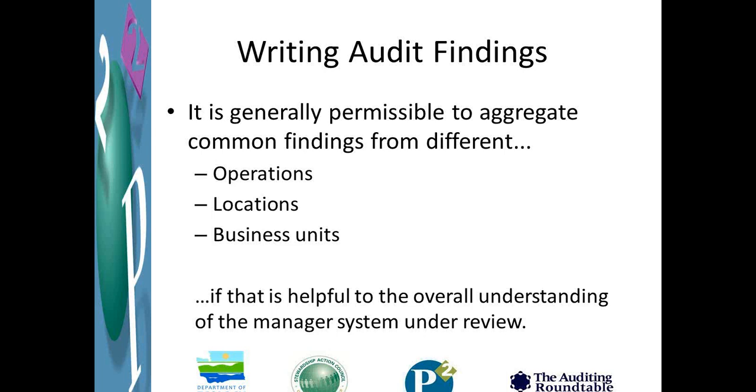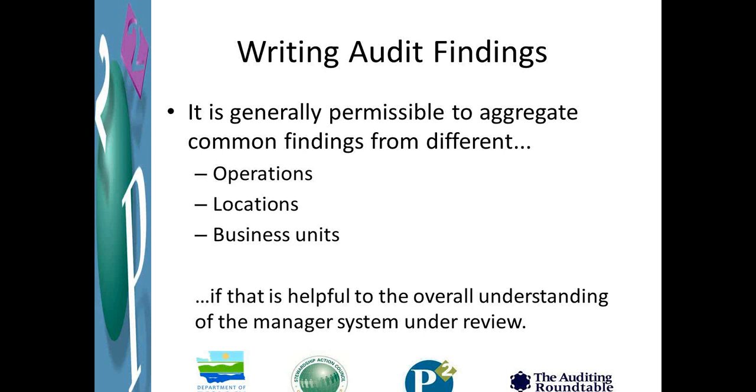It's certainly permissible to do things such as aggregate findings, common findings from different parts of the organization, from different locations, even from different business units. There might be a systematic failing or weakness within that organization on training, for instance, and you see it in whatever department or function area you go to. Then you write that up as a training issue and cite the different locations. What you're looking to do is to make sure that the overall understanding of the management system under review is what comes across.